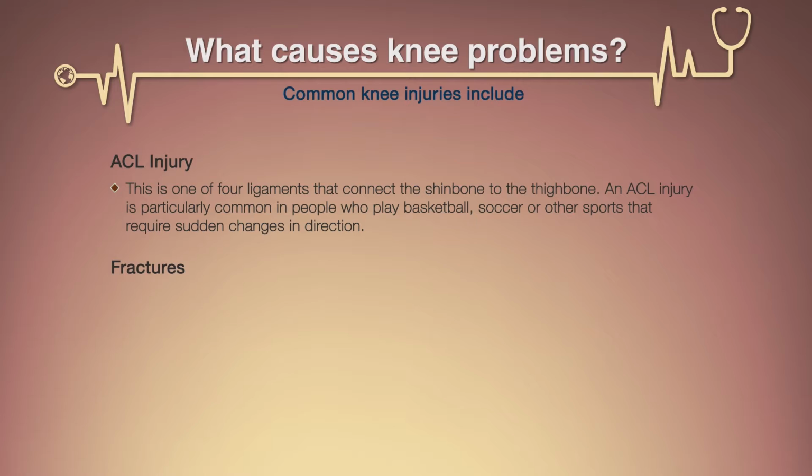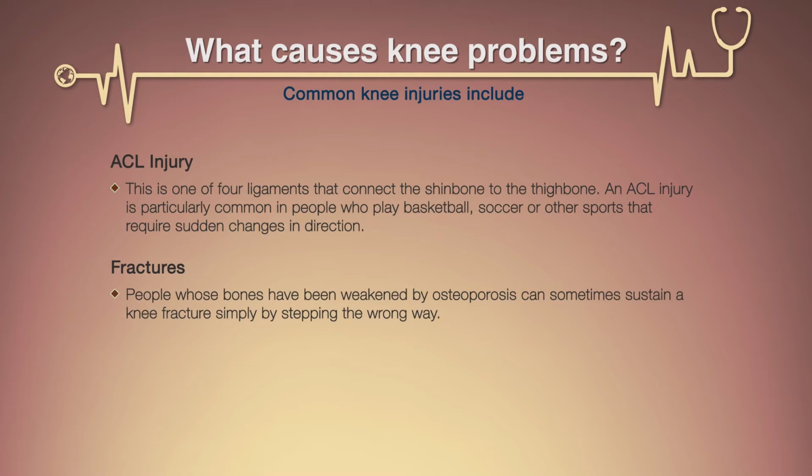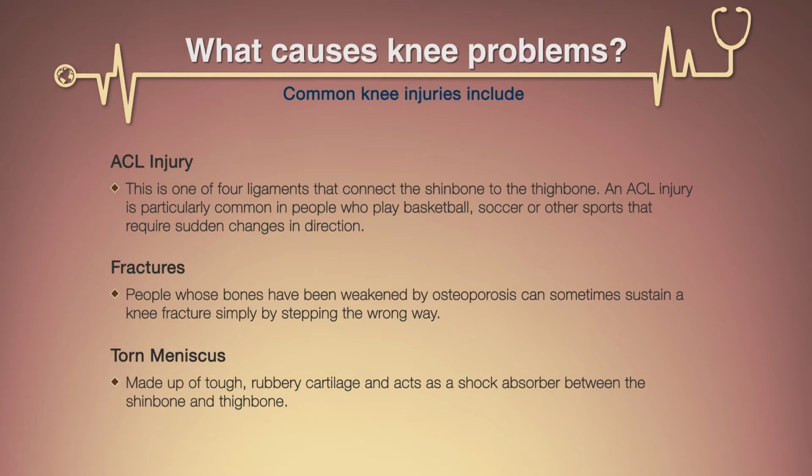Fractures. The bones of the knee, including the kneecap or patella, can be broken during motor vehicle collisions or falls. People whose bones have been weakened by osteoporosis can sometimes sustain a knee fracture simply by stepping the wrong way. Torn meniscus. The meniscus is made up of tough, rubbery cartilage and acts as a shock absorber between the shin bone and thigh bone. It can be torn easily if a person suddenly twists their knee while bearing weight on it.